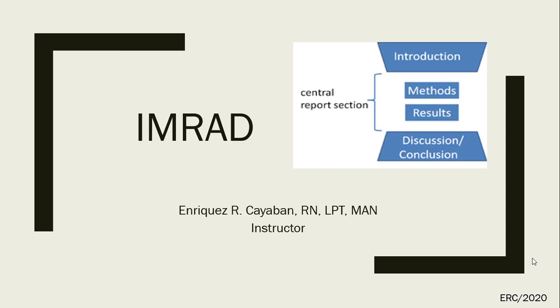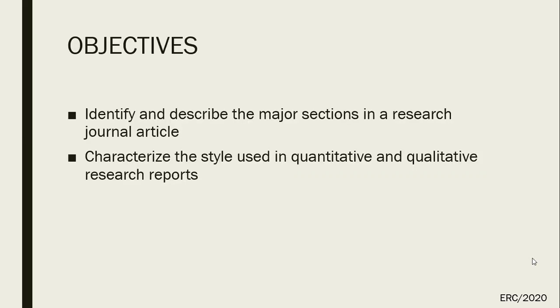The text of the report is usually preceded by a title and an abstract and is followed by the references. The following objectives guide me and the listeners on what the study is all about: to identify and describe the major sections in the research journal article, to characterize the style used in quantitative and qualitative research reports.